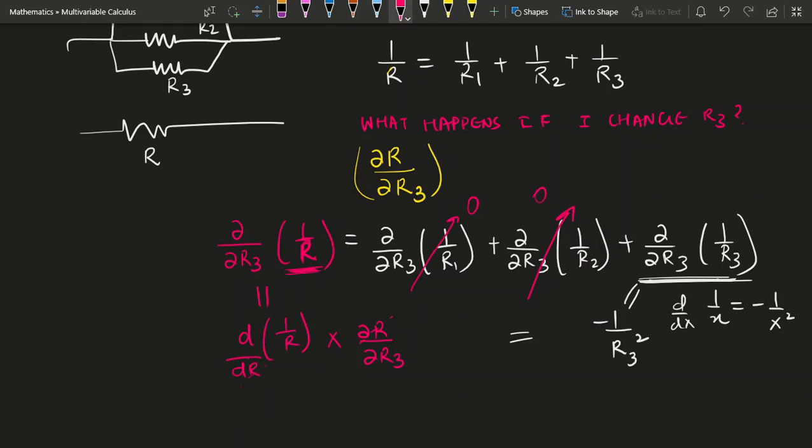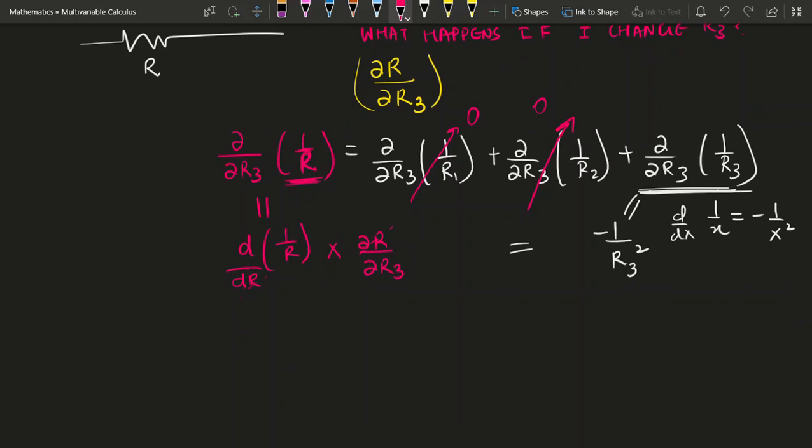But for now, assume that this is true, and assuming that this is true, you get to a point that minus 1 over R squared times del R over del R3 is equal to minus 1 over R3 squared, and rearranging gives you del R over del R3 is equal to R squared over R3 squared.